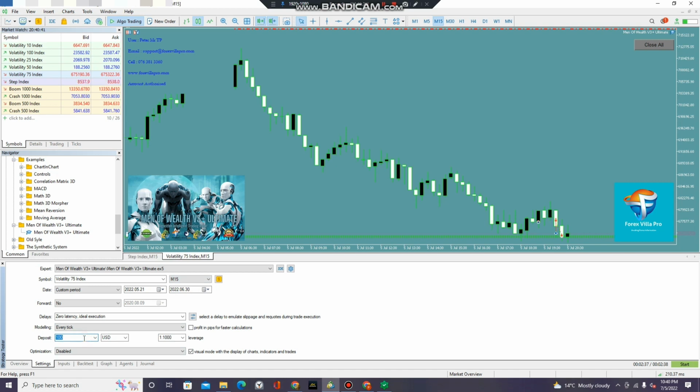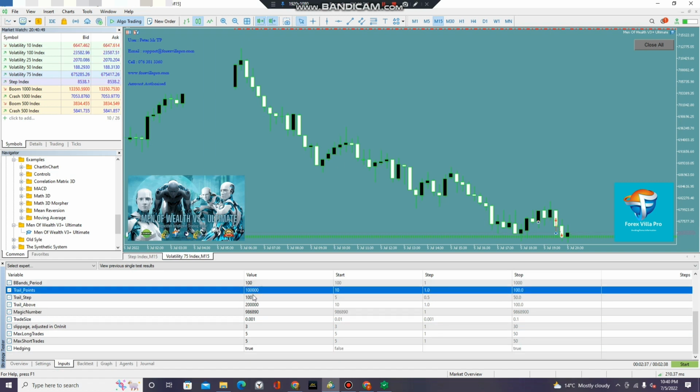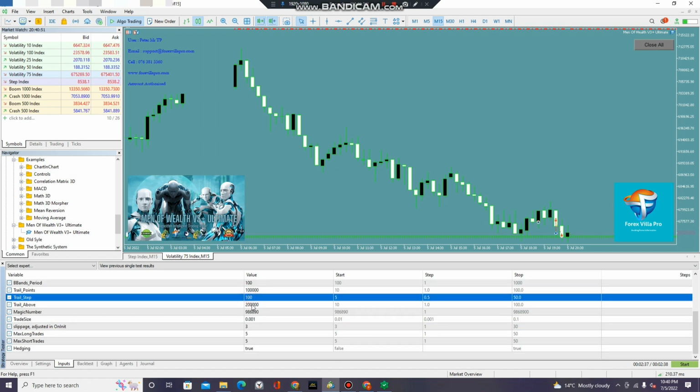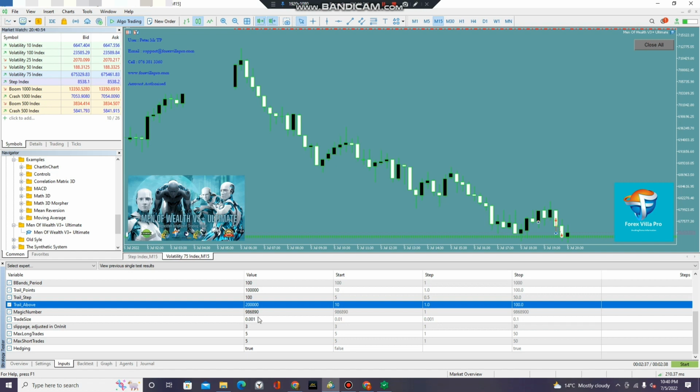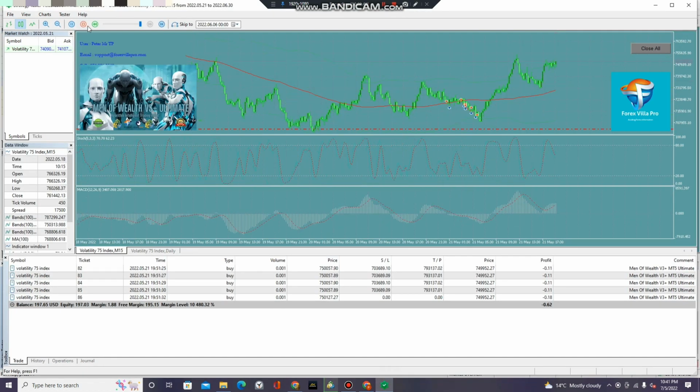The account size that we're gonna be starting with is 100 USD, guys. Don't forget that. And the input settings, just make sure they are right: 100,000 for trailing points, 100 for trailing stop, 200,000 for trail above, and your lot sizes and the positions that you want the system to take. And this feature for hedging should always be on. So here we go. Let's start.